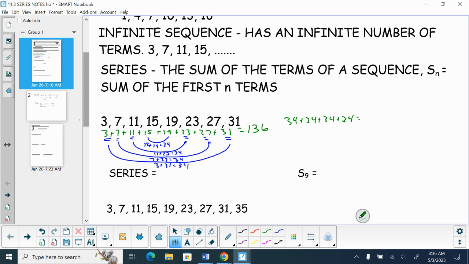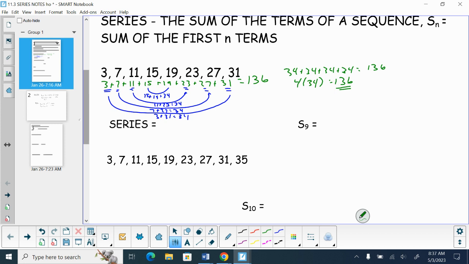And we'd still get our same 136. Or we can use some multiplication, because multiplication is a shortening of addition. I have 4 times 34, and I still get my 136. Well, let's take a look at another one down here. I'm going to add another term to that.